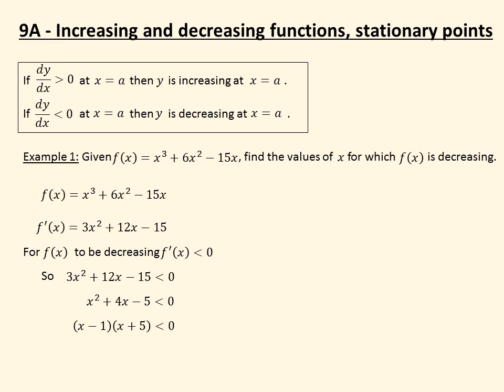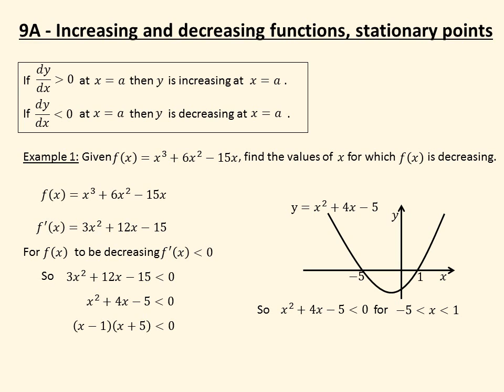This is just a quadratic, so we know the shape of the graph, and we know from the factorised version that the graph goes through -5 and 1, so we can see from the graph that this expression is negative between x is -5 and 1. So therefore the function is decreasing between x is -5 and 1.